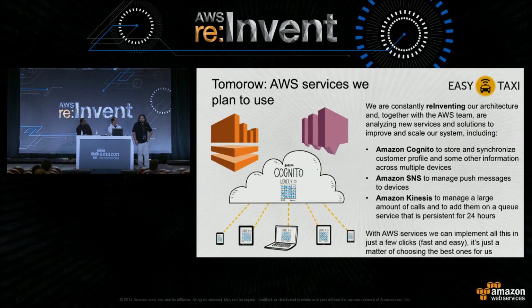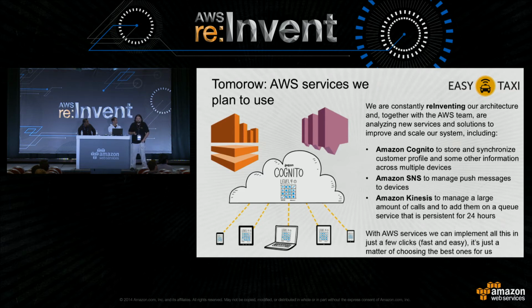What services do we plan to use? So we're constantly reinventing our systems. We're constantly thinking on how to scale better, how to provide a better service, how to handle the shadow areas and the latency connection. So together with the AWS team, we have meetings with them a lot, and we are always looking at new services, new things that can help us do that. One of them we are looking at is Amazon Cognito to store and synchronize customer profile and some other information.